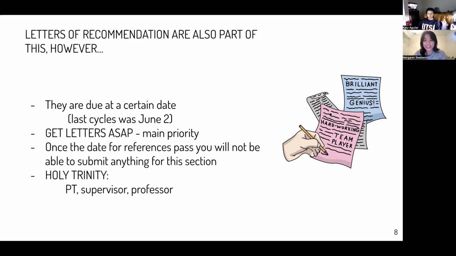Like I said in my 15 tips, the Holy Trinity: a physical therapist, a supervisor, and a professor. Just have that in your head. If you have to be a teacher's pet in one class just to get a letter from a professor, do it. It's not bad. Professors know that we're going to need to reach out to them, but they also want to make sure they're writing a very honest letter because this letter really matters. It's a very crucial part of your application.